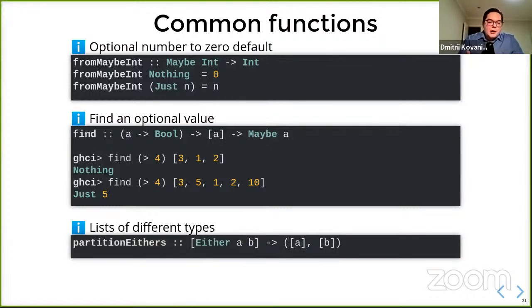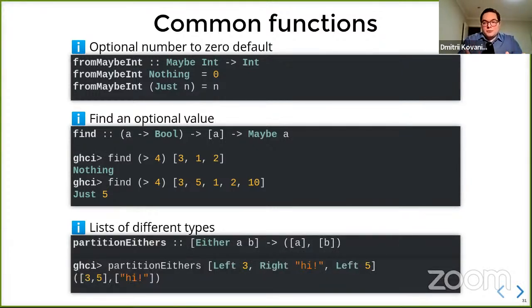Or for example, you might want to have a list of two different types. Lists in Haskell need to have only the same type, but if you want to have different types, you can put them inside something like Either. So here we have a list of either numbers or strings, and we can use a function like partitionEithers to get the list of numbers and the list of strings.